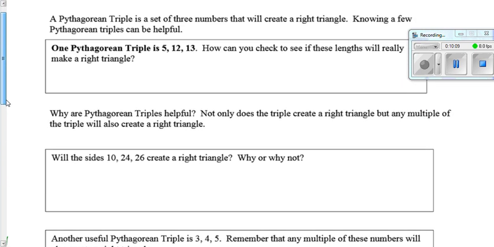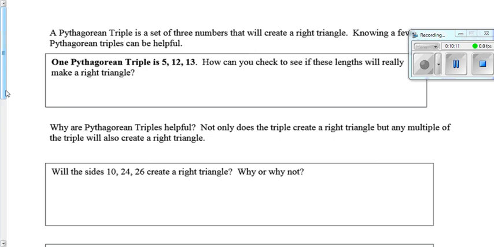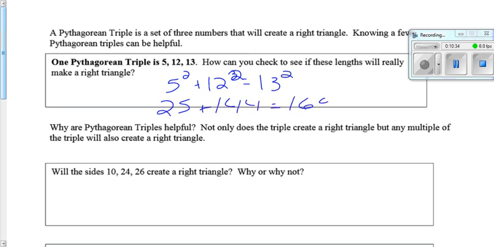Okay. So one Pythagorean triple is 5, 12, 13. These have a special relationship. Now, I can't just plug together any 3 numbers, but I know that 5, 12, and 13 work. So I can check that by plugging them in. I know that 13 has to be the hypotenuse, the one by itself. So 5 squared is 25. 12 squared is 144, and that equals 169. Then I say 169 equals 169. Check, yay! See, it works.